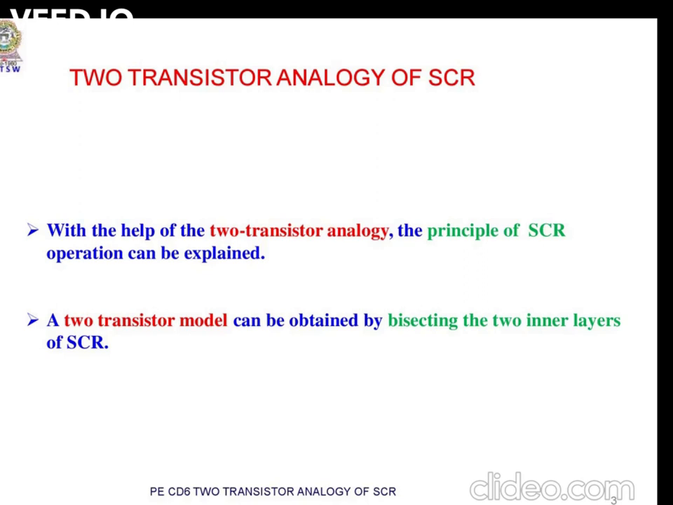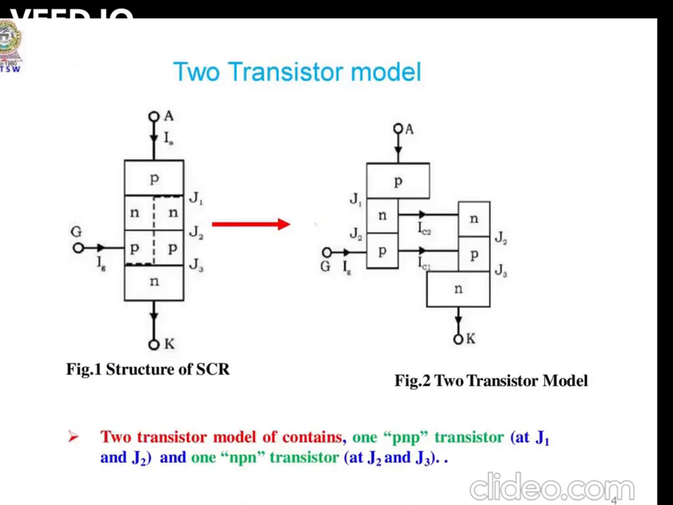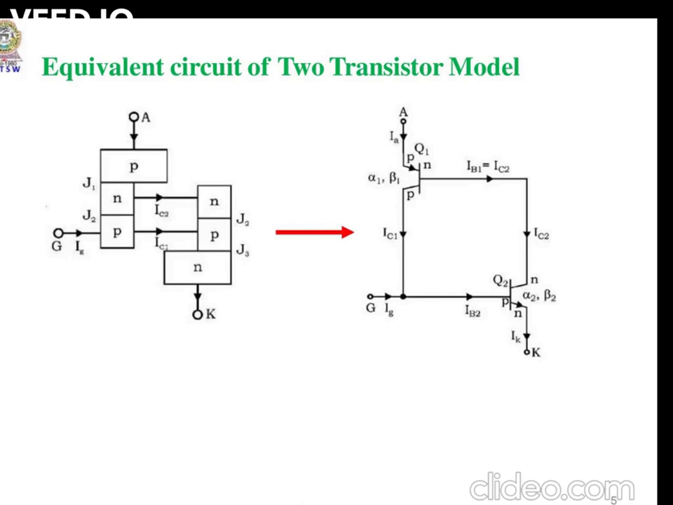A two transistor model can be obtained by bisecting the two inner layers of SCR. So what are the inner layers present in the SCR? We can combine these together and get the two transistor model shown in this figure. These are the two inner layers: one PNP transistor with junctions J1 J2, and one NPN transistor with junctions J2 J3. Adding them together we get the two transistor model. This is the figure, where we have a PNP transistor and an NPN transistor.